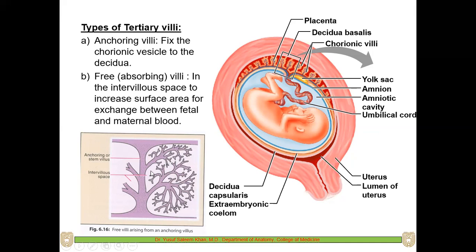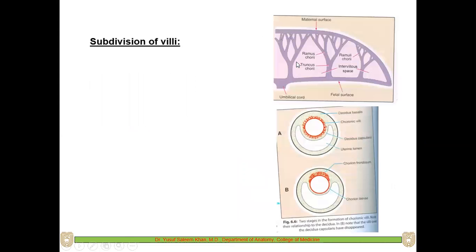And within this is the intervillous space where there will be blood. If you see here the same thing, this is the anchoring villus in the center, and the branches are called the free villi. Some are floating within the intervillous space. This is especially for the exchange of materials between the maternal and fetal blood. So the maternal blood is here, fetal blood will be here. Fetal blood will be here, and this is the red colored. This is the maternal blood.